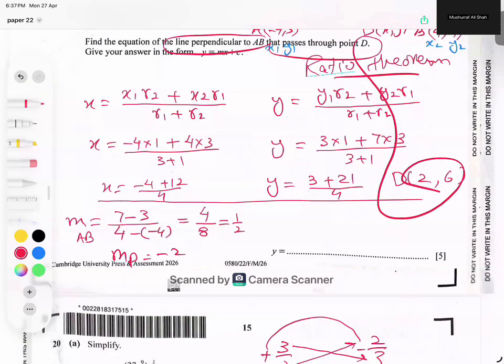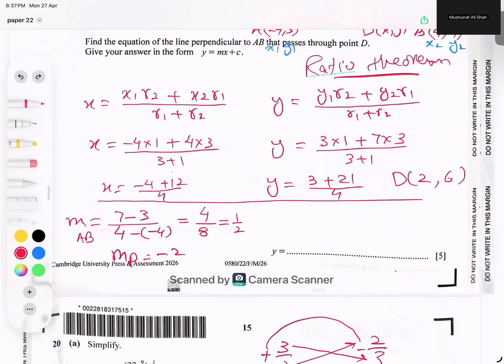And now I'm using it. I will finally use this point and this gradient, and the question is going to finish. Let's start. y = mx + c. Okay, and now, student, I'm going to plug in the gradient value, which is -2.